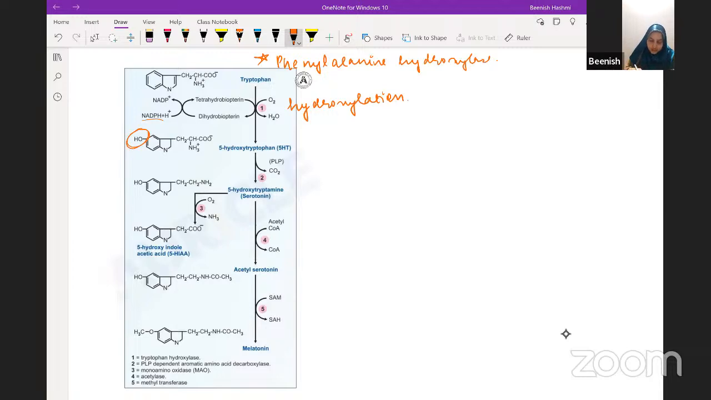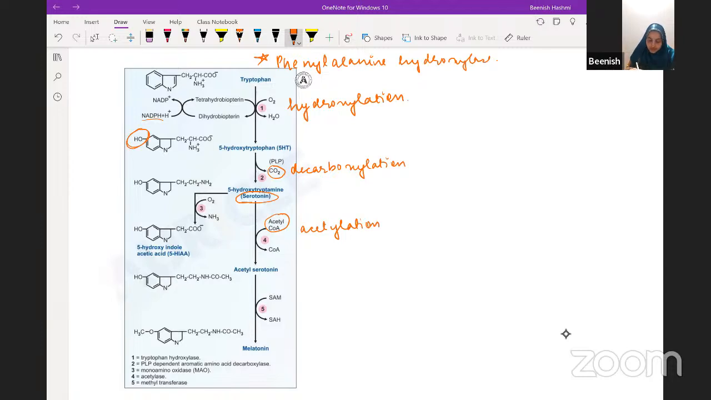Now what happens? Decarboxylation is taking place. You can see a carbon dioxide molecule is being removed. Via decarboxylation, 5-hydroxytryptamine, which is known as serotonin, is formed. Now this serotonin then gets acetylated. So what is taking place? As you can see here, acetylation is taking place.